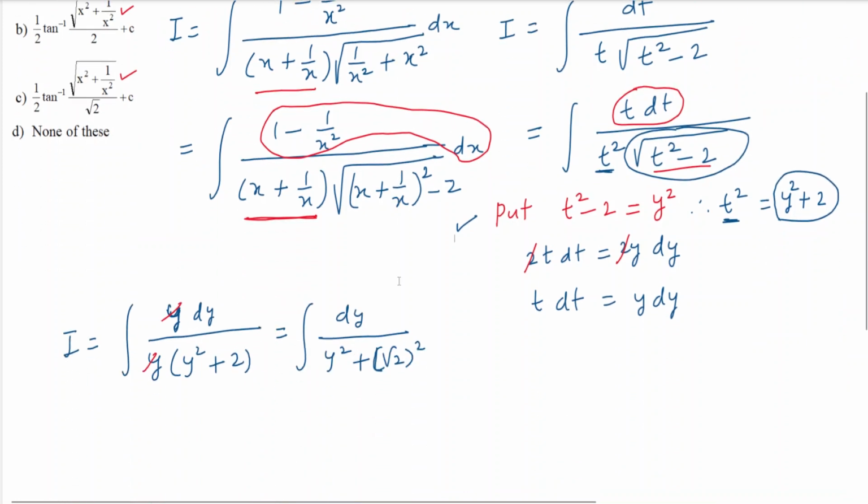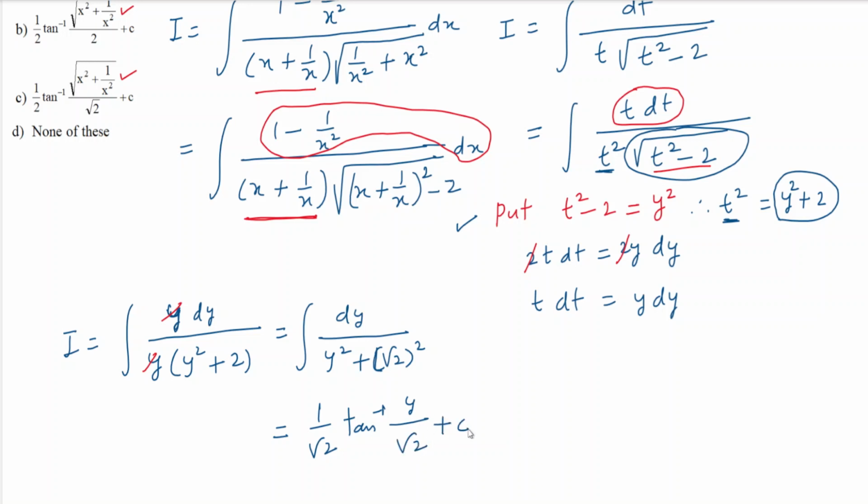So this type of integral is here, and the formula is here for integration of 1 upon x square plus a square, 1 by a tan inverse of x by a. So this becomes 1 by root 2 tan inverse of y by root 2 plus c. So what is the value of y here? We have substituted t square minus 2 equal to y square. So y becomes square root of t square minus 2 upon root 2 plus c.